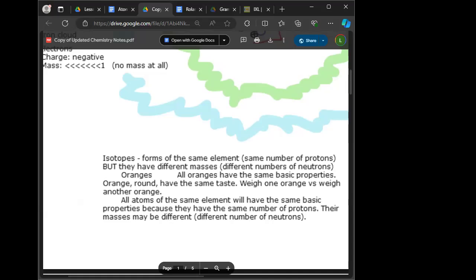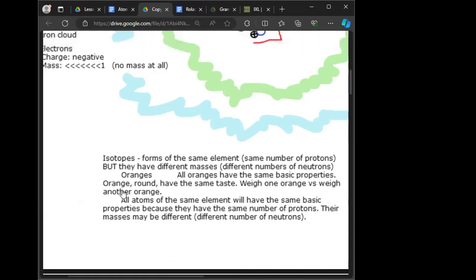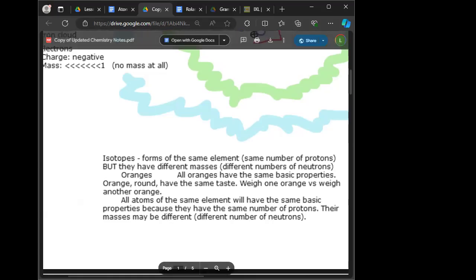Okay, so it's very similar to fruit. Like if you pick up an orange, and let's say that we find the mass of an orange, and then we pick up a different orange. Now, the two oranges are probably going to be about the same color, the same size, the same shape, the same taste, almost the same everything. But if we were to look at their masses, they probably would not be exactly the same.